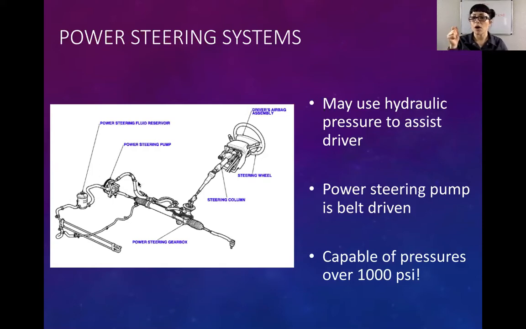If you are just going straight, your power steering may not need a whole lot of pressure or any at all because you're not really doing anything with the steering. But when you're cranked all the way to one side or the other, maybe you're making a really tight U-turn, we can get this pump to pump really high pressures, sometimes over 1,000 PSI. So sometimes when you turn the steering wheel all the way in one direction, you get a funky sound. There's nothing wrong with your power steering pump.